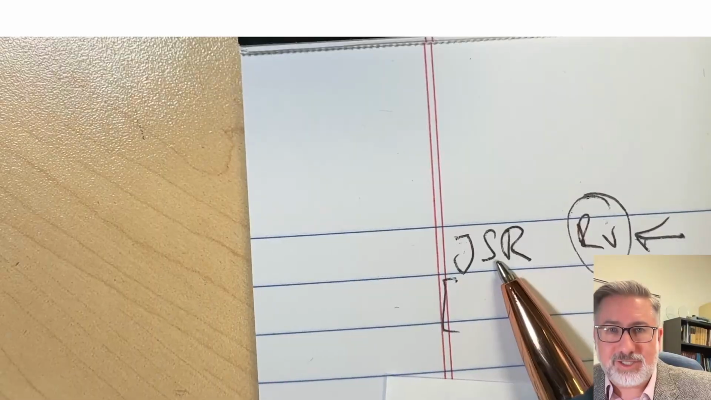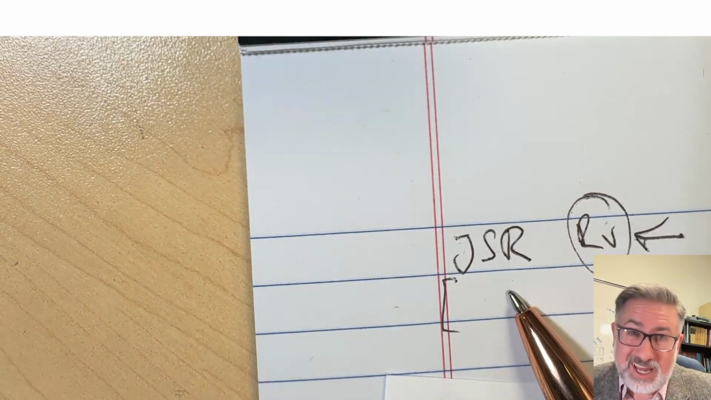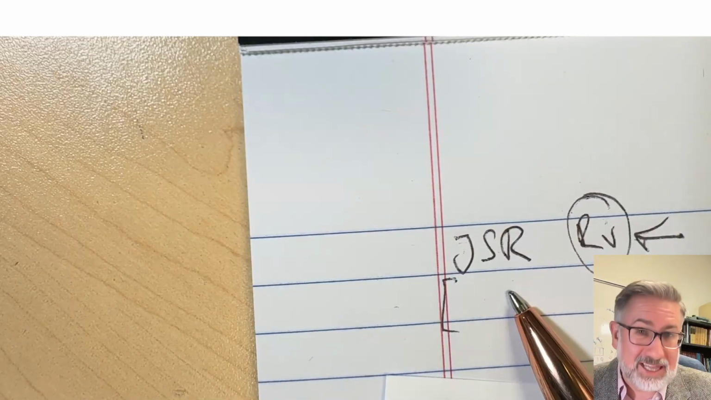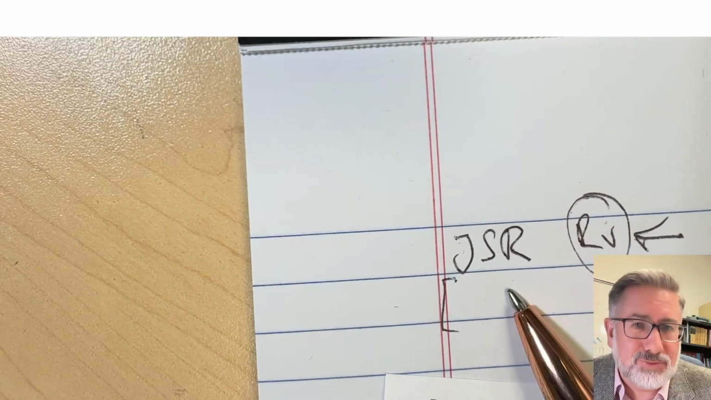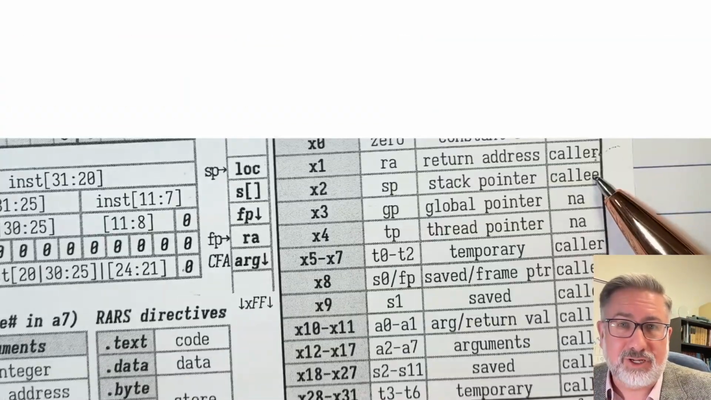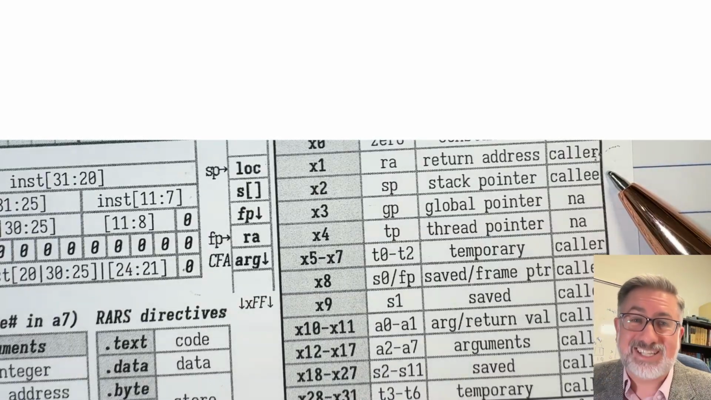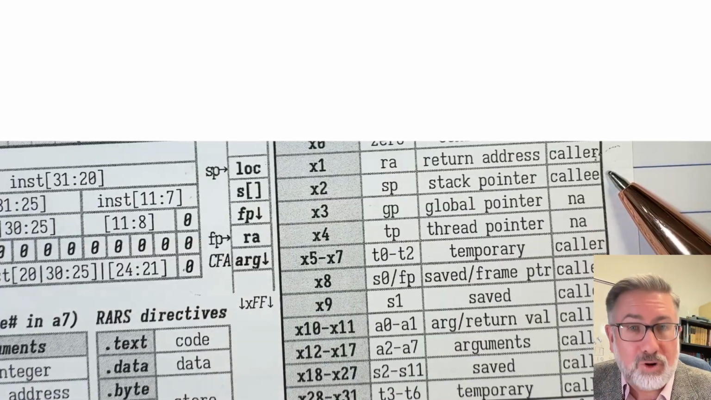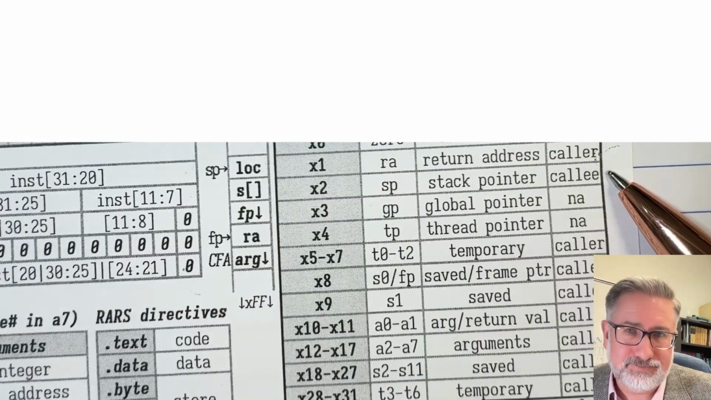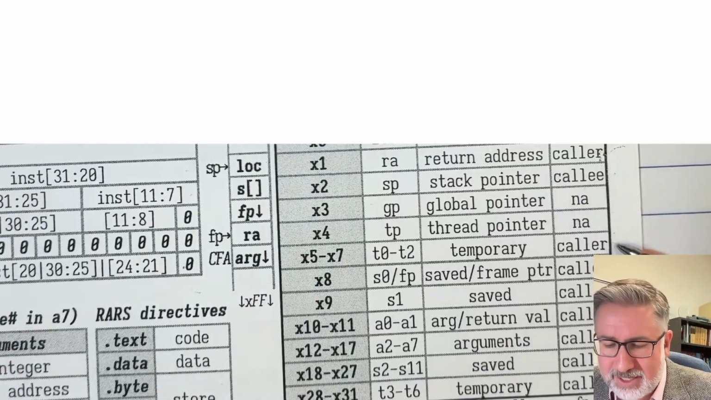If I call JSR, when that subroutine is done, I expect the stack to be in the same configuration as when I left it. I don't expect the stack to be different, because if it was, I'm lost. My frames are all screwed up. So if I'm going to change the stack configuration, the stack pointer or anything else, it's my responsibility as a callee to put it back where I found it before I return from that subroutine. Global pointers and thread pointers are used globally, so they are not affected by this conversation.